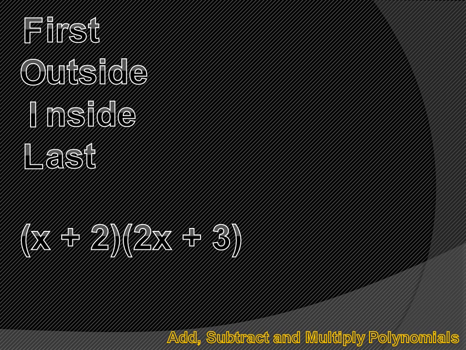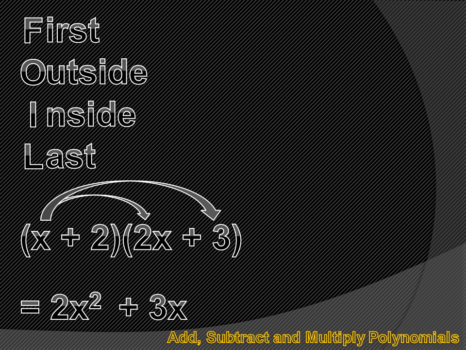First, I take the first term in each of the binomials and I multiply those times each other. I take the x times the 2x and I'm going to get 2x squared. Then outside, I take the outside term from each of the two binomials, the x and the 3, and I multiply those. And it's plus x times plus 3, so my answer is going to be plus 3x. Inside, I take the two inside terms and I multiply those. Plus 2 times plus 2x is going to be plus 4x.